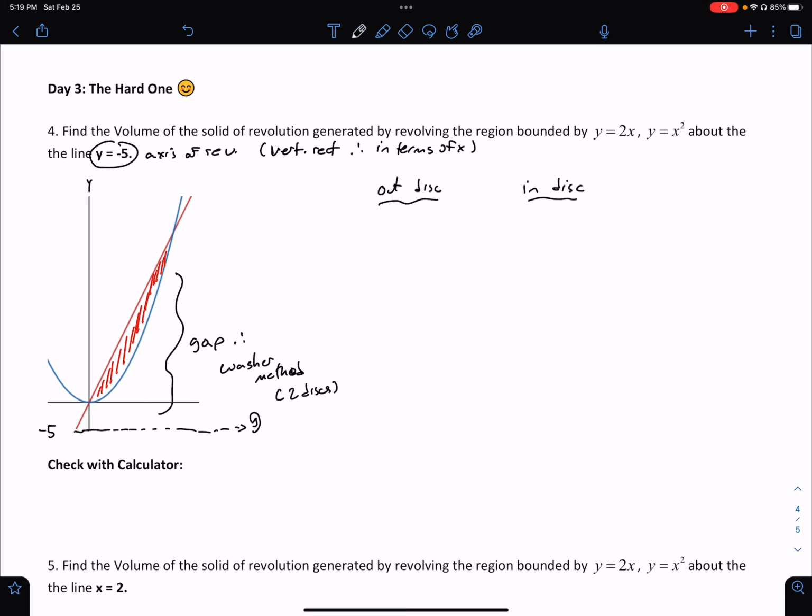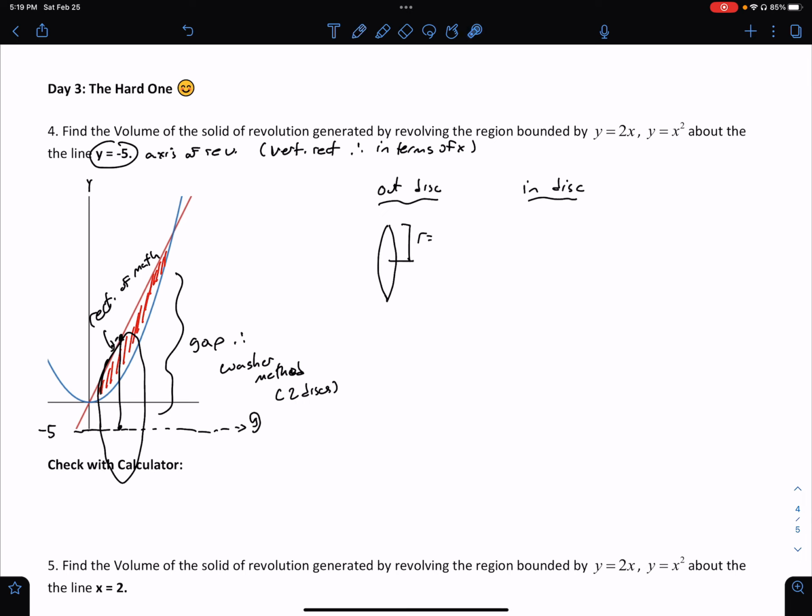To get the outside disk, from the axis of revolution we are going to measure straight to the very top. There we go, there it is. There's our famous rectangle of mathematics. When we revolve this, this will give us a disk, like so. We can find the radius of that disk pretty easily.